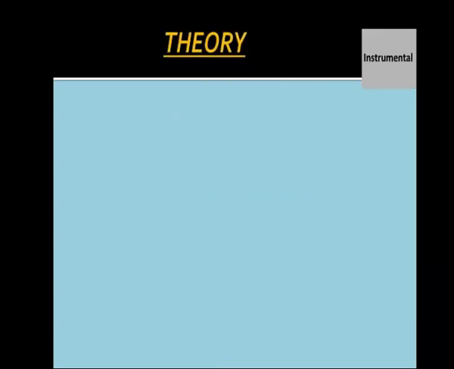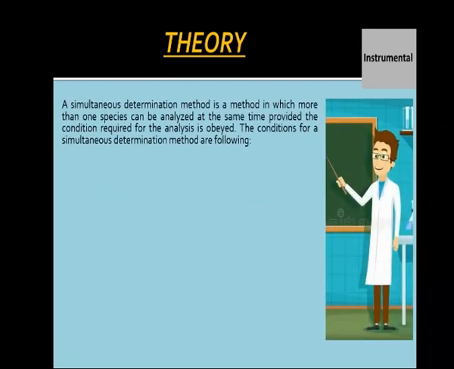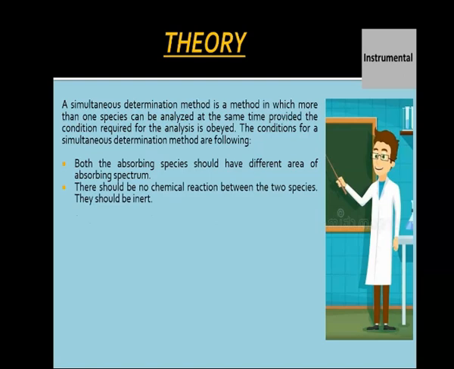Now, what is simultaneous determination method? A simultaneous determination method is a method in which more than one species can be analyzed at the same time, provided the conditions required for the analysis are obeyed. The conditions for a simultaneous determination method are the following. The first one is both the absorbing species should have different areas of absorbing spectrum. The second one is there should be no chemical reaction between the two species. They should be inert. And the third one is a difference of about 10 nanometers should occur in the lambda max of both absorbing species.